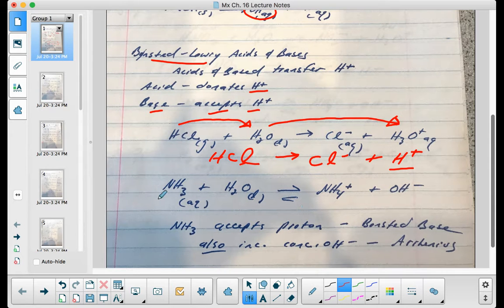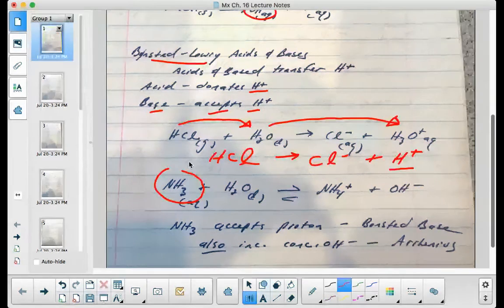So then the Bronsted-Lowry base is a little different. This is the base, ammonia. This base doesn't have hydroxide in it, but it reacts with water and forms a hydroxide ion. So as long as it can increase the hydroxide ion concentration, it's similar to the Arrhenius base, but it doesn't have to have the hydroxide ion in it.